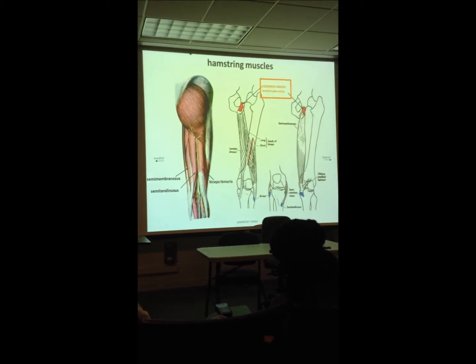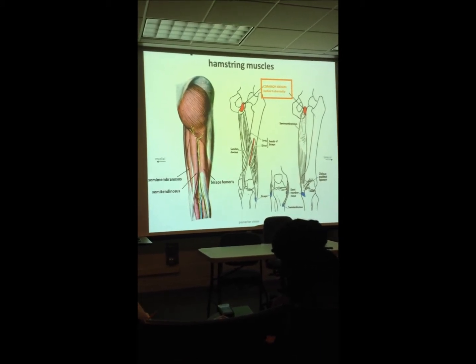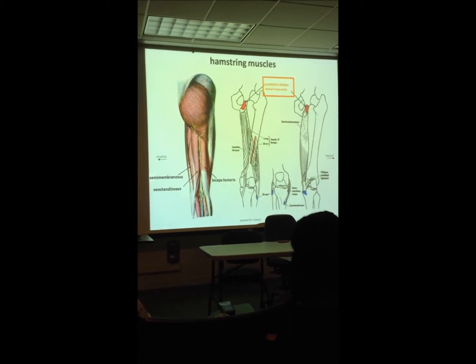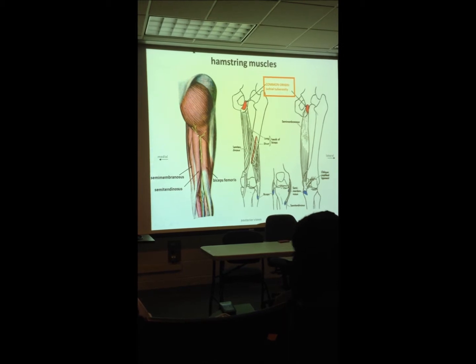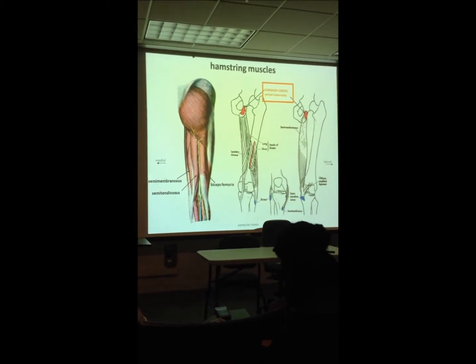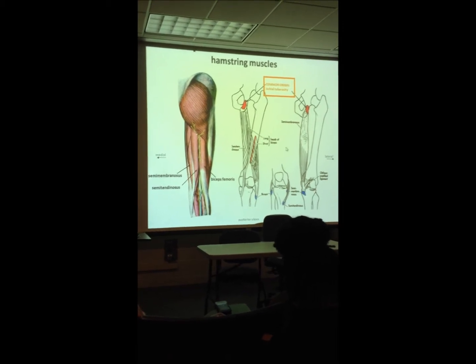Technically, the hamstring portion of the adductor magnus doesn't qualify either, because it only crosses the hip joint. It's innervated by the tibial nerve, but it doesn't cross the knee, okay? All right, so I think we're good on that.